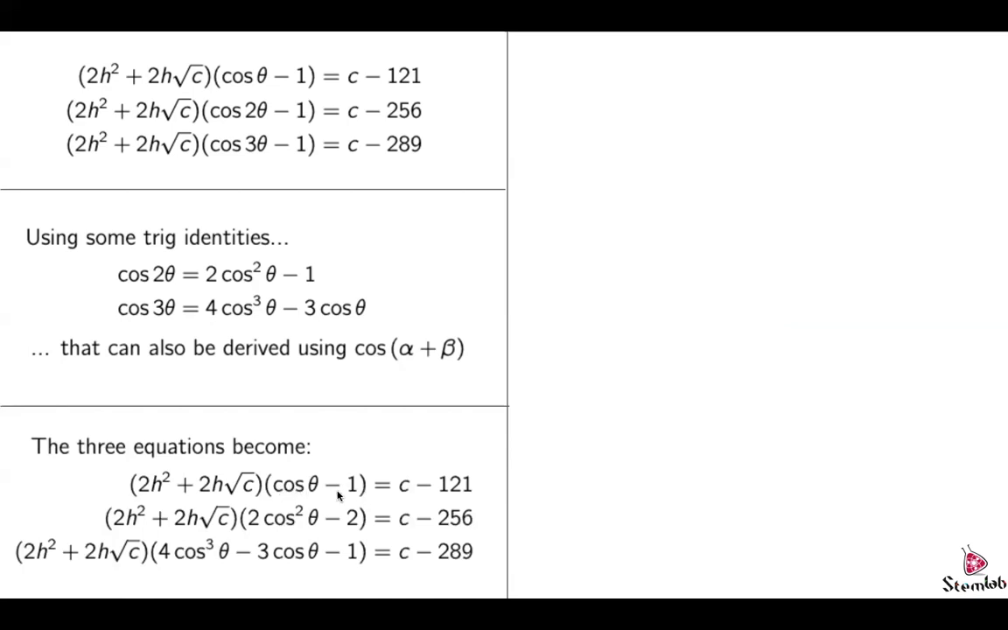So some of you might already notice, if we factor out the 2 in the second equation, this is basically the difference of two squares, which is factorable by cosine theta minus 1.